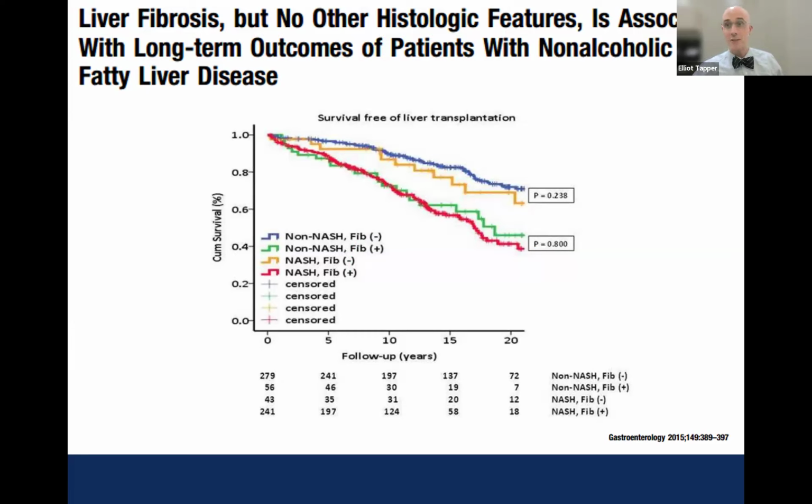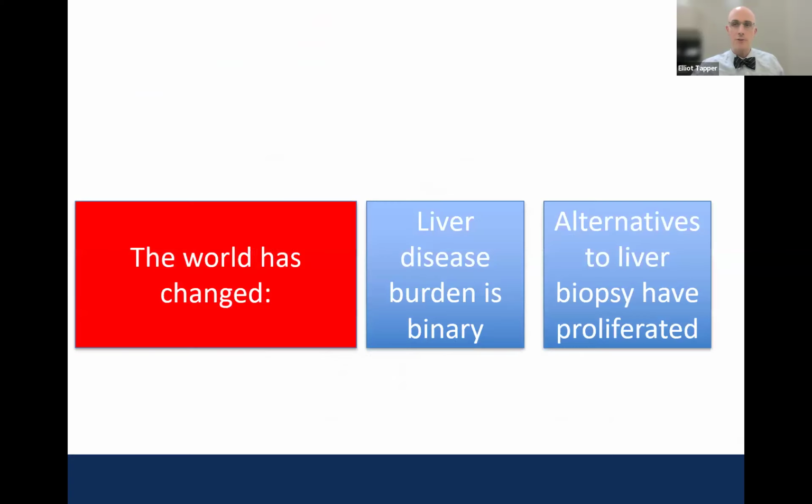So on a staging system, 0, 1, 2, 3, 4, where 4 is cirrhosis, it was only the people at baseline who had stage 3 or 4 that would go on to develop liver-related events. So it didn't matter if there was inflammation there.